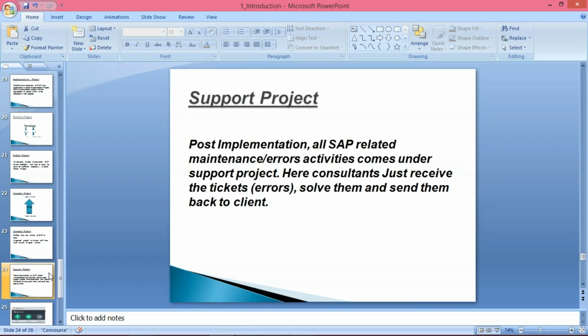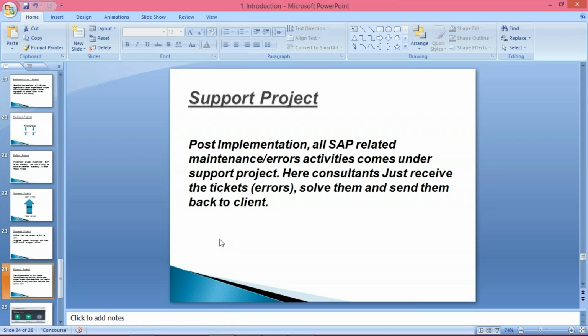Now we have the last one, which is the support project. So what is this support project, guys? Support project means post implementation, all SAP related maintenance or error activities come under support project. Here the consultant just receives the tickets, meaning errors, solves them and sends them back to the client. The meaning is like, let's suppose we have implemented this SAP for Tata Motor.